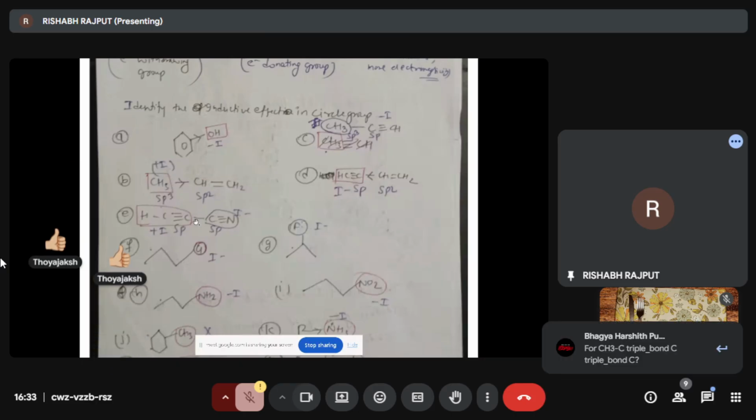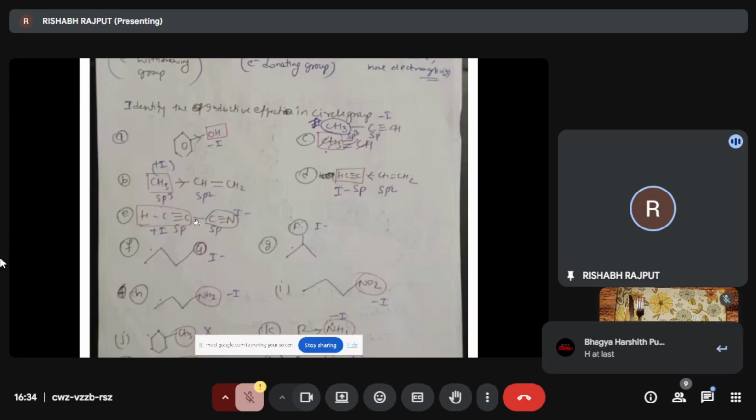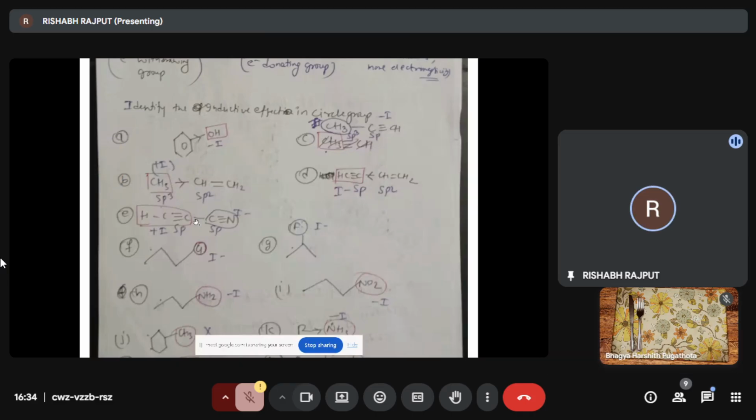Now guys, you can see here. One second, this is what you are saying: CH3, C triple bond C triple bond C. Guys, see Harshit. In this question, if carbon has a triple bond on both sides, in this case you can say there is no change. But for nitrogen, I'm writing here minus I effect, plus I effect. What is it saying at the last?